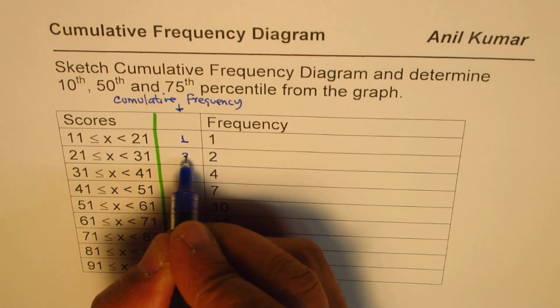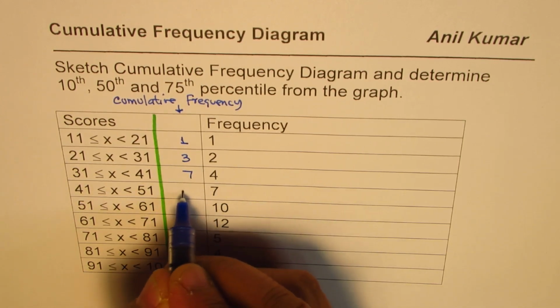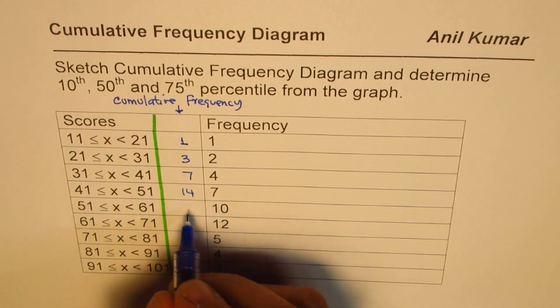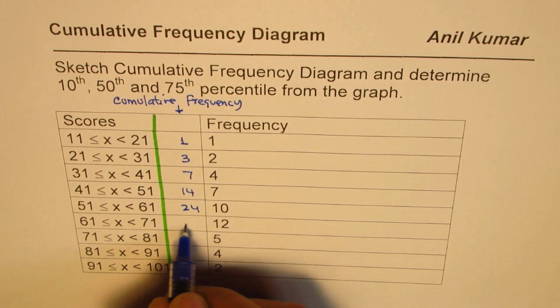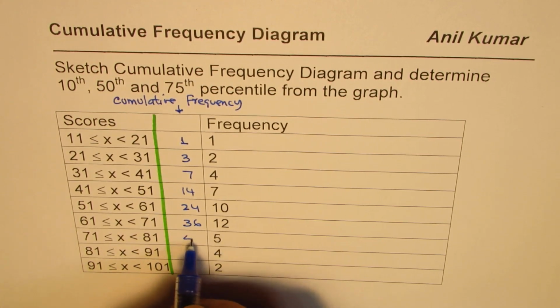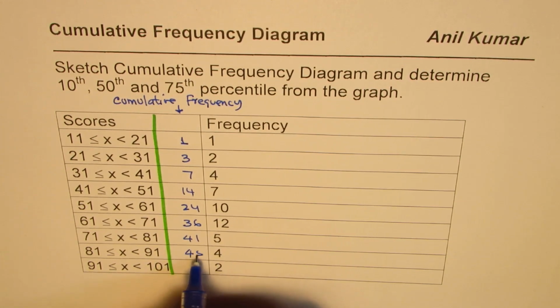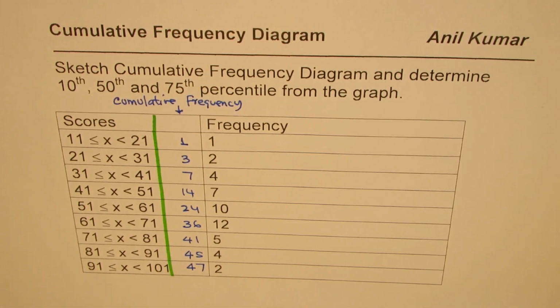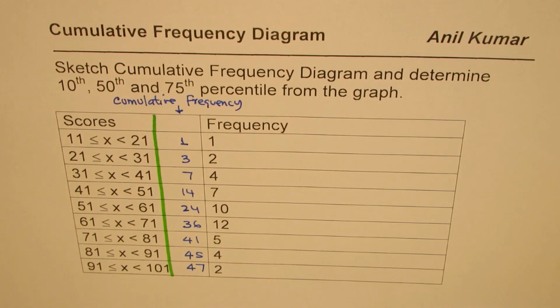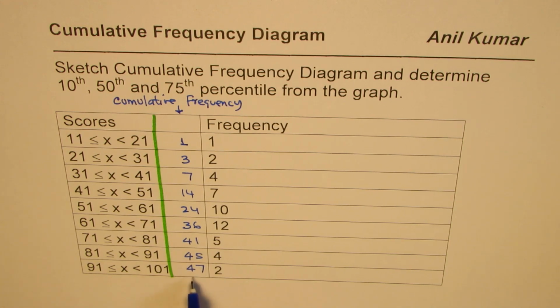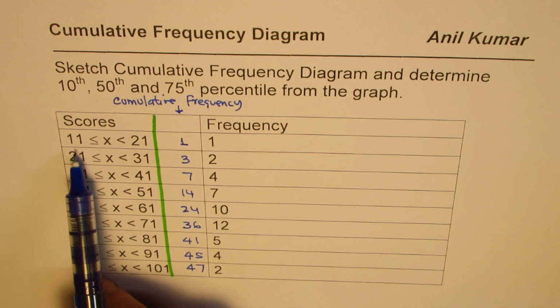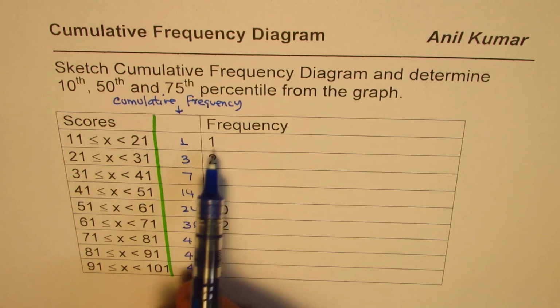So it is 1, 1 plus 2 is 3, 3 plus 4 is 7, 7 plus 7 is 14, 14 plus 10 is 24, 24 plus 12, 36, plus 5, 41, plus 4, 45, and 2, 47. Right? So we get total maximum highest frequency of 47. That shows that there are 47 persons which have been surveyed, and their scores are given here, right? So scores between 11 to 21, where 11 is included, 21 is not included, there's one person.